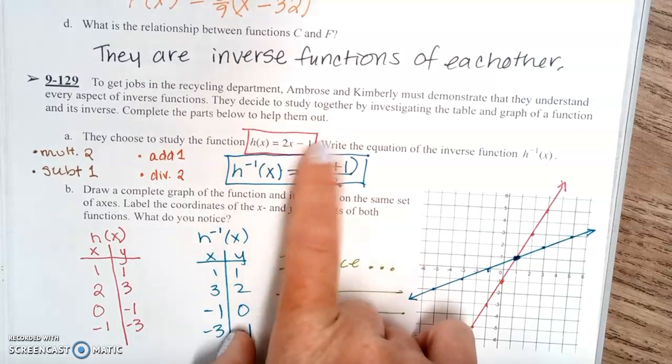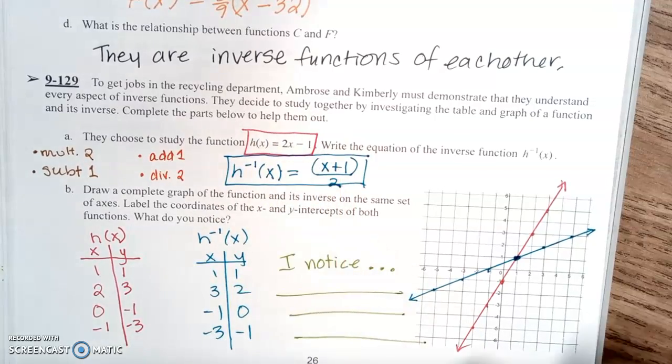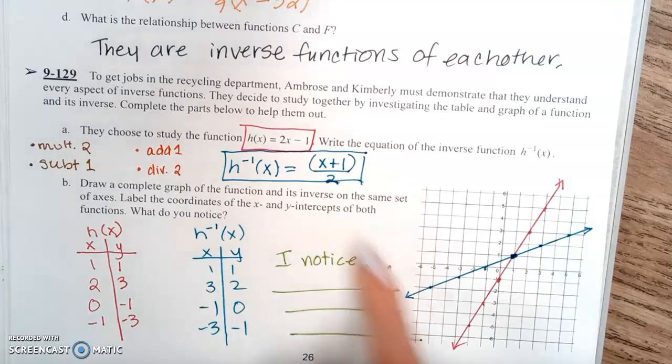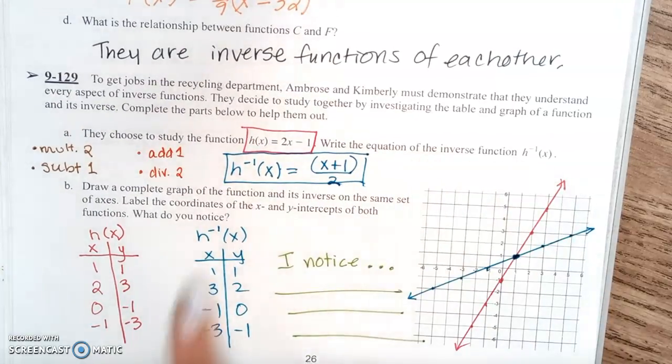I highlighted it, I boxed it in pink because I graphed it in pink. If you have two colors, you can do the same thing. So maybe you have a pencil and a pen, all right? Or you have a black and a blue pen, or you have pink because you're cool like me. And you're going to write the equation of the inverse function h of x.